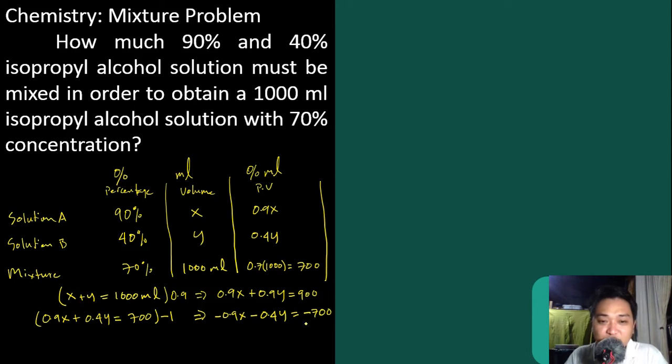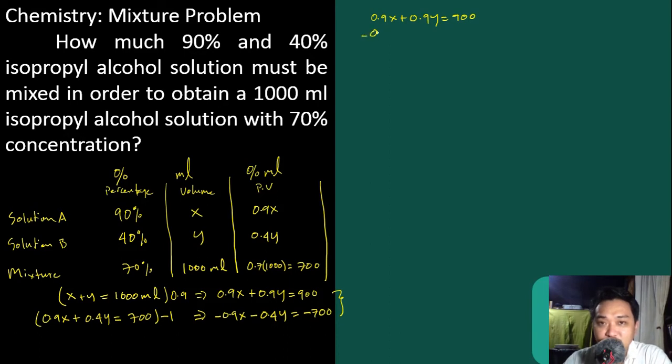Okay, so now we are ready to use elimination in order for us to cancel X and get the value of Y. So let us just copy this, 0.9 X plus 0.9 Y is equivalent to 900.